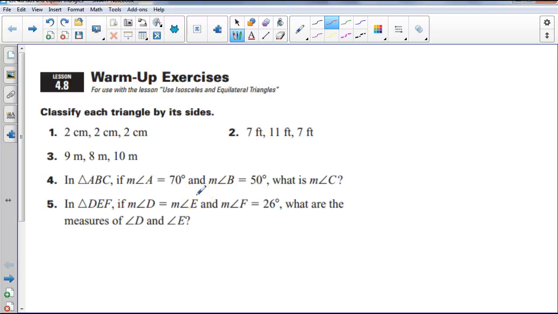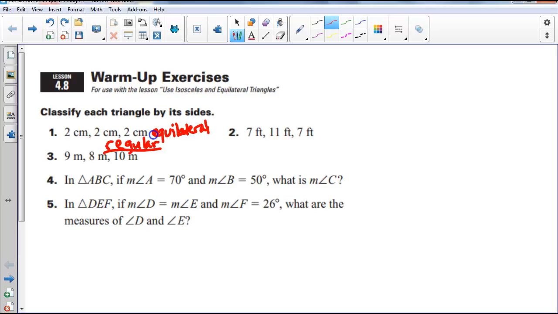So if we take a look, we have a warm-up. You got to classify each triangle by its sides. So the first one is equilateral. But we also can assume if it's equilateral, the angles are congruent. So we're also going to call this regular. That would be by angles and sides.